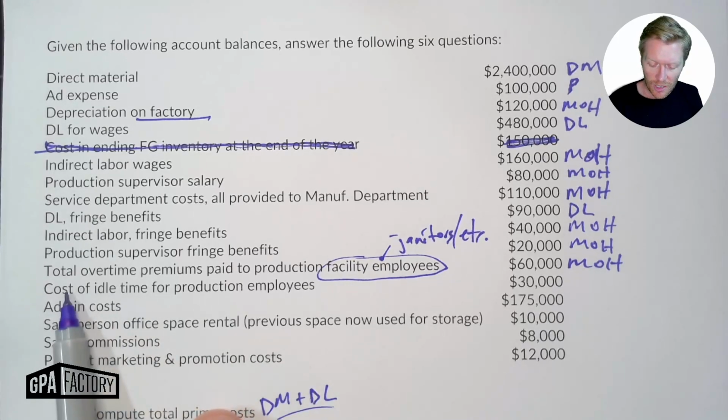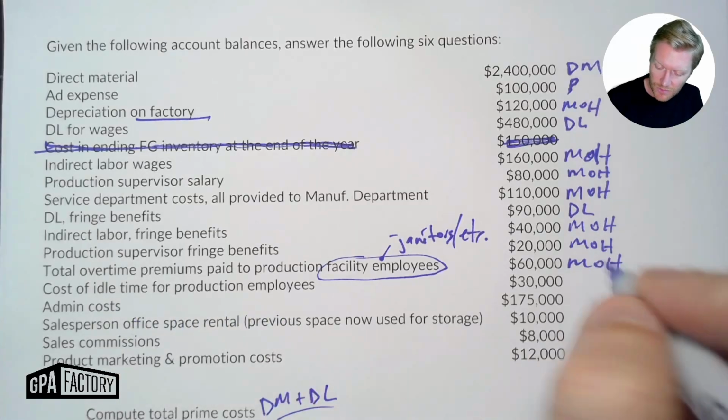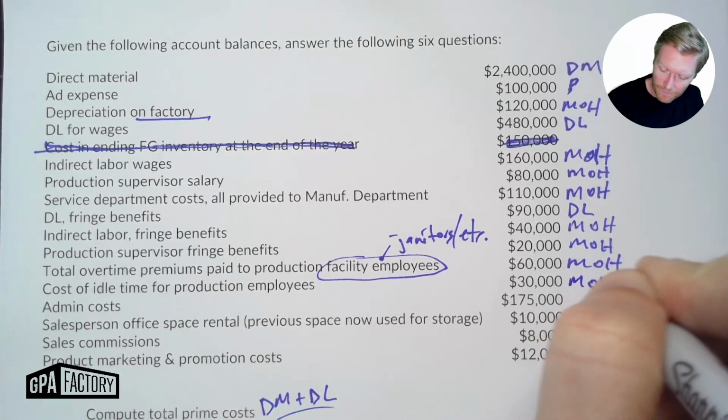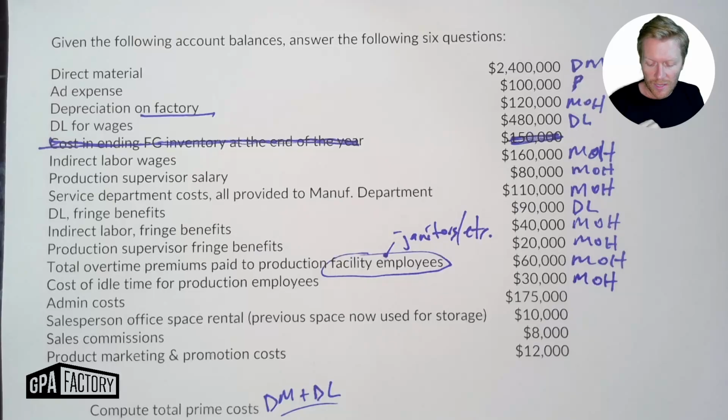Okay, cost of idle time for production employees. We're just going to consider that manufacturing overhead. That is going to be considered a manufacturing overhead item. Sometimes it'll tell you very explicitly, like with a footnote or something, that that's the case.